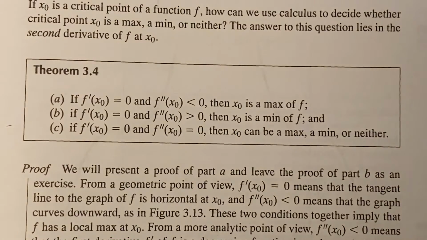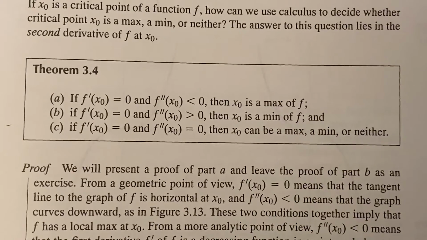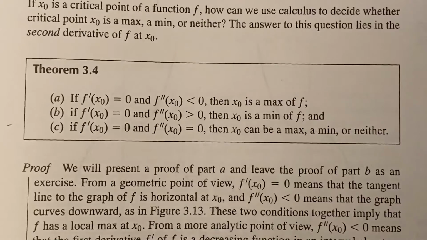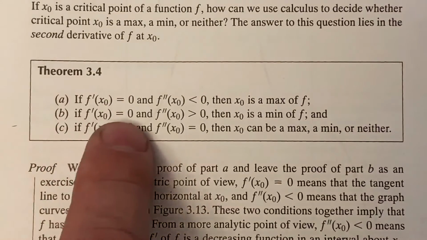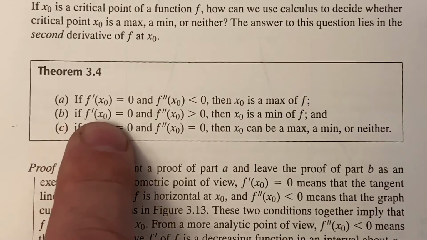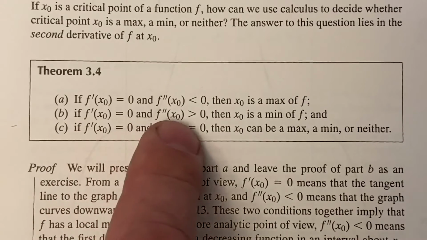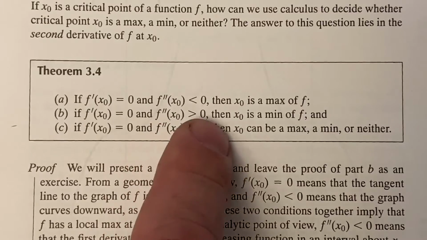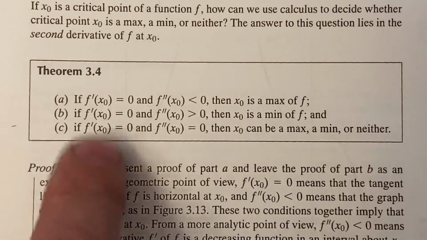Okay, this is the solution for exercise 3.12, one of the grad student-only problems, and it asks us to prove part B of theorem 3.4. Right, so here it is. If the first derivative of f at the point x naught is 0, and if the second derivative of f at x naught is greater than 0, then x naught is a min of f. Okay, so we've got to prove that.